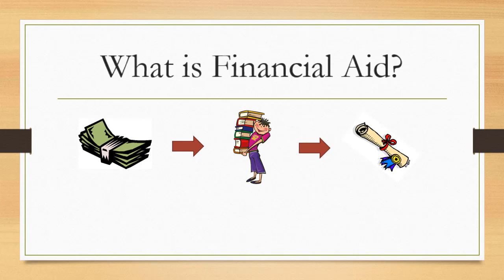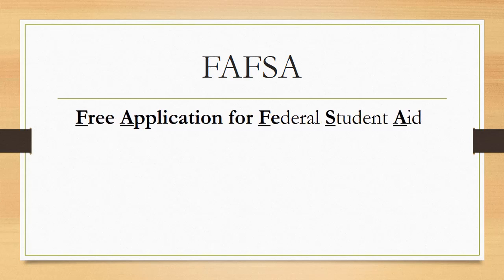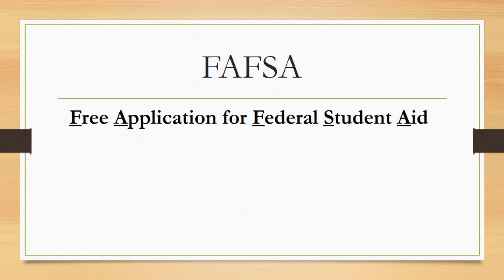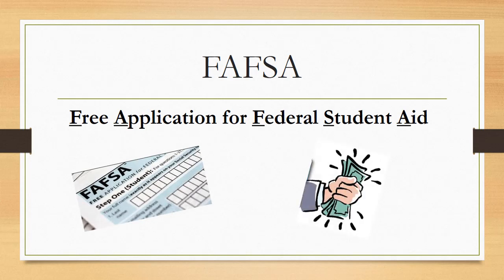The first step to becoming eligible for any aid is to complete the FAFSA. To determine your eligibility for financial aid, you will need to complete a FAFSA. The FAFSA stands for Free Application for Federal Student Aid. It is just that, an application to determine your financial aid eligibility. The FAFSA is not your financial aid award.